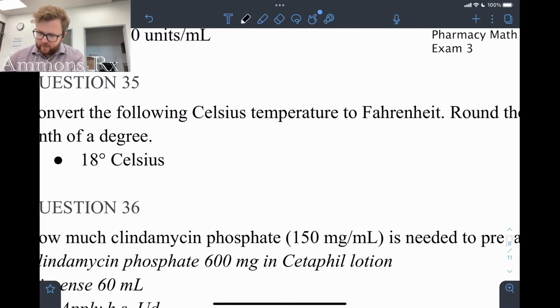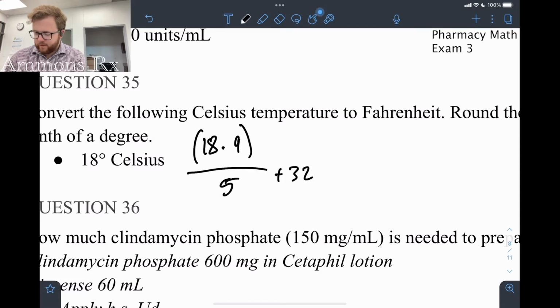Celsius to Fahrenheit, so we need to do our 18 times 9 divided by 5 plus 32. And that's 64.4 degrees Fahrenheit.